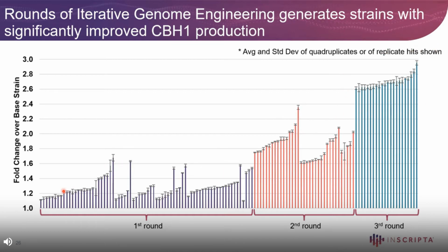Again, this shows the standard deviation of quadruplicate measurements, or if we pull out the same hit multiple times, we average those. So you can see there's very low noise within this screening workflow, the high throughput screening strategy that we used. So overall, through these different rounds, we were able to continue improving CBH1 expression.